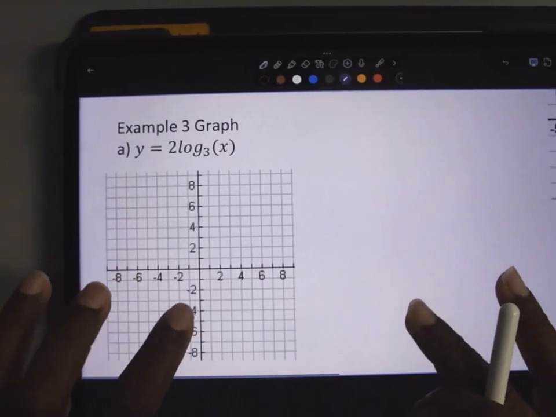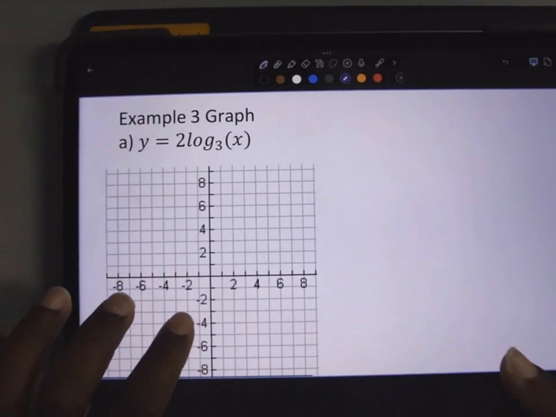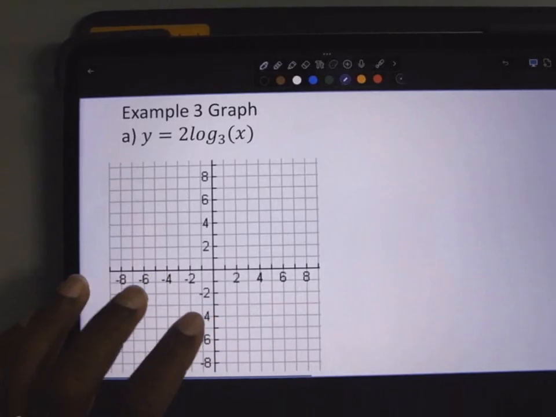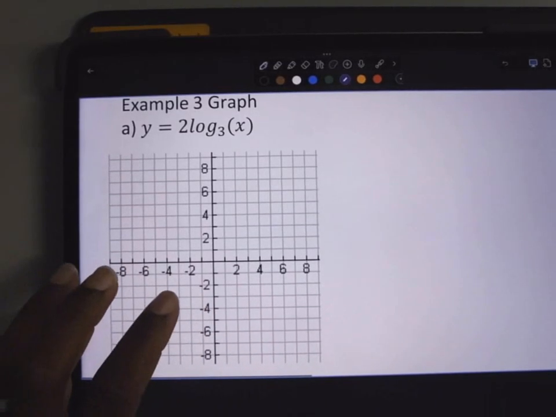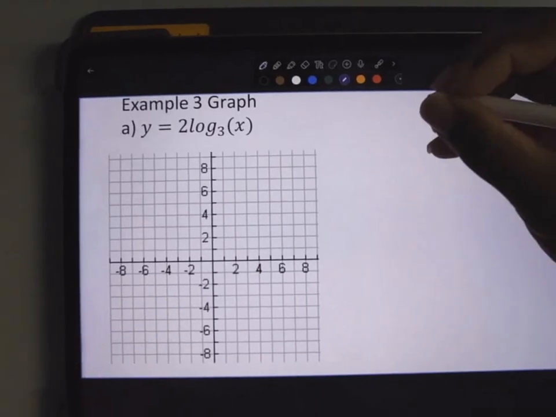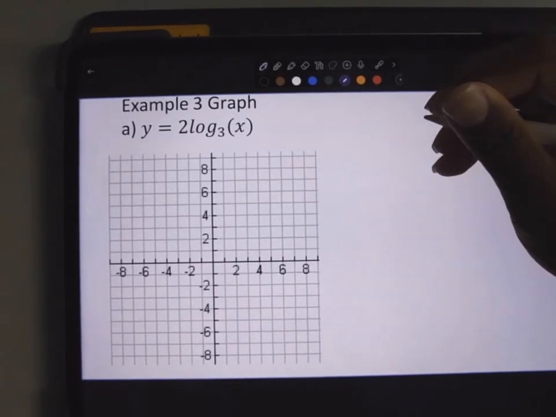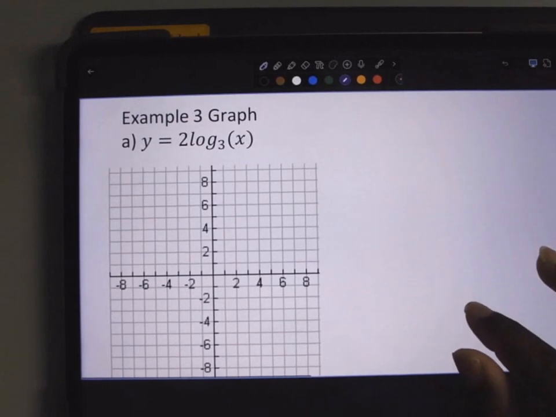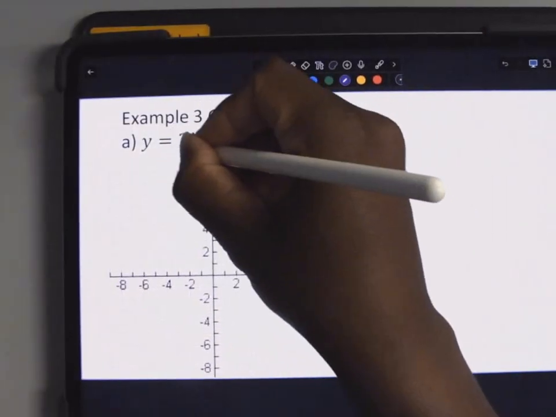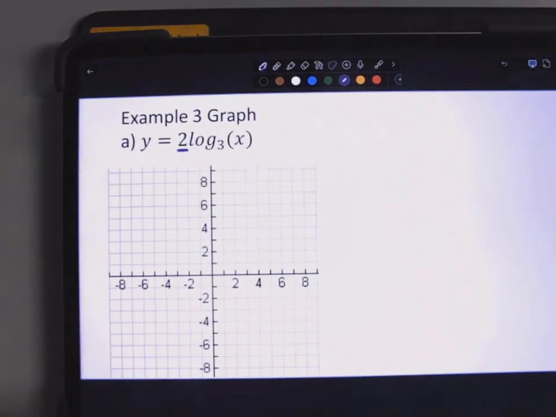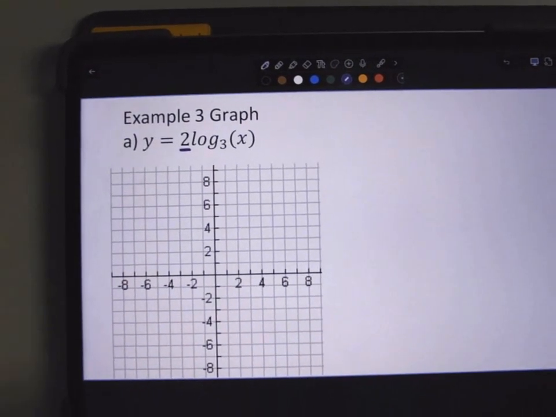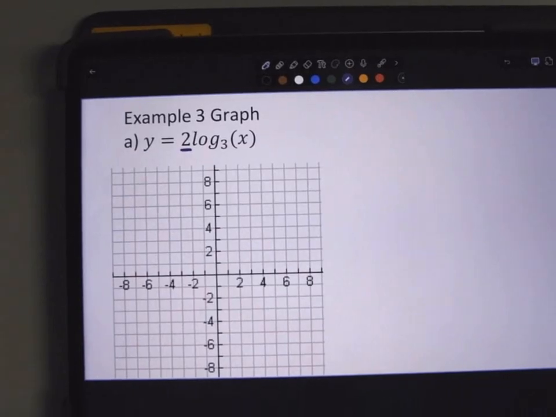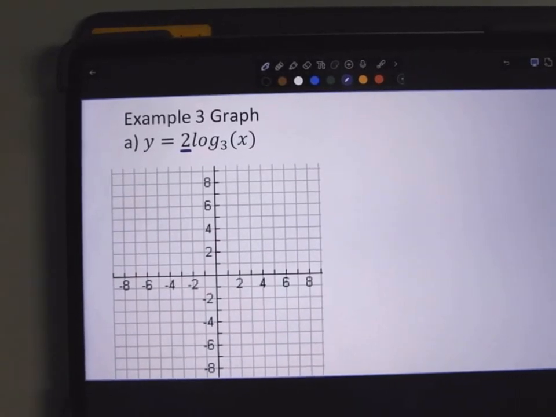So I want to show you just how to write this type in exponential form. Okay, so we want to write this in exponential form. Really all that's happening is this 2 is stretching our graph vertically. So this graph will be twice as tall as it normally would be in starting position. Let's put it in exponential form so we could find a few points in the table.